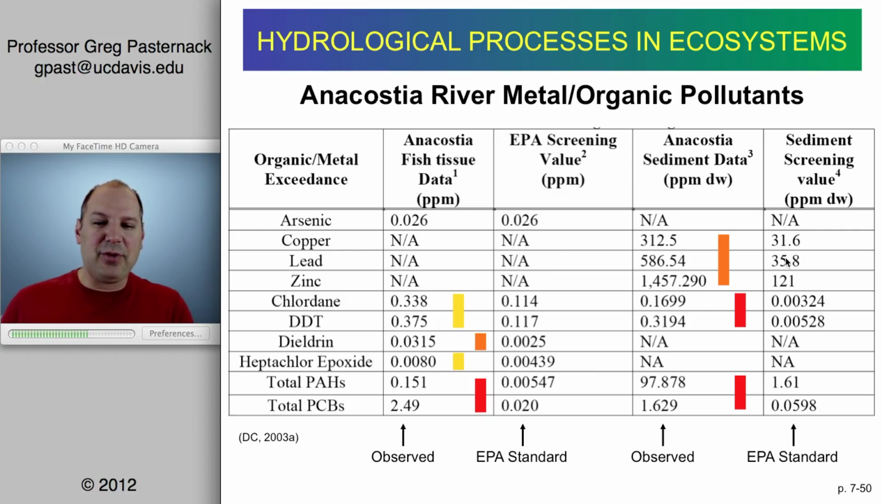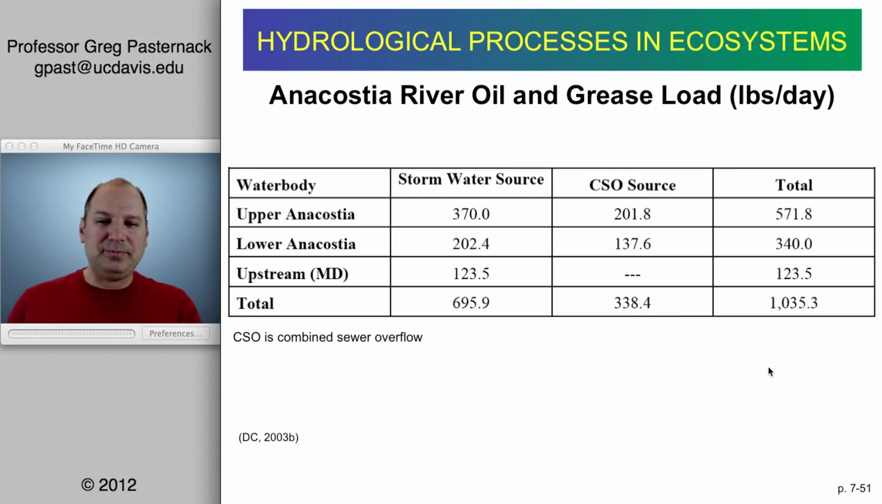And so we can see copper, lead, and zinc being about 10 times what was present, or 10 to 100 times. And then here, thousands of times concentrations of these other organic compounds. So significantly polluted beyond standard. This is a pretty daunting set of numbers here.